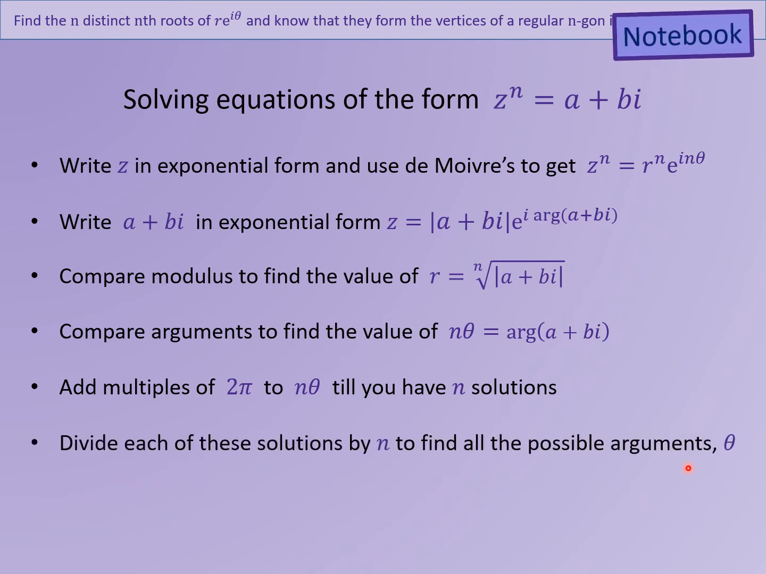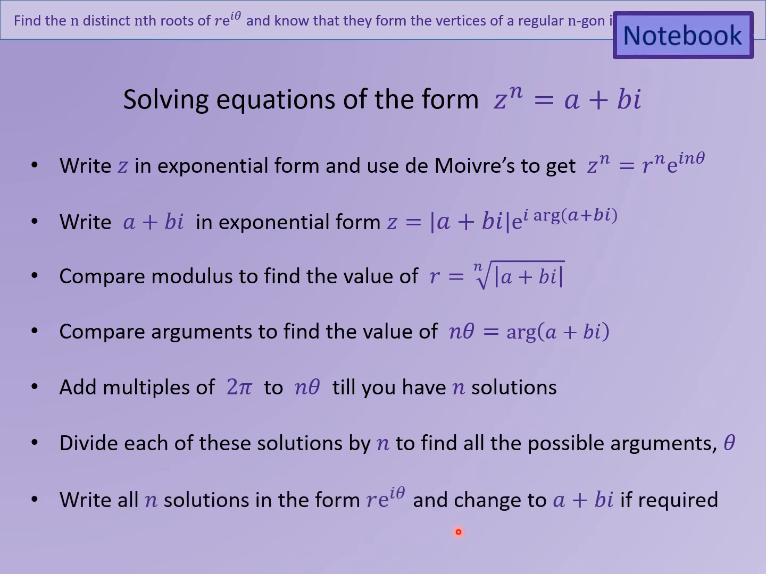You need to divide each of the n thetas by n to make sure you've got the correct answer. And then once you've done that, you can write out all your solutions in the form r e to the i theta, and change to a plus bi if it's required. You don't always have to do that, so just be aware, don't waste extra time in that exam if it only wants it in this form. Okay, right, pause there if you need more time to copy it down.